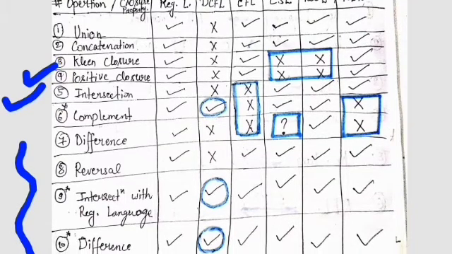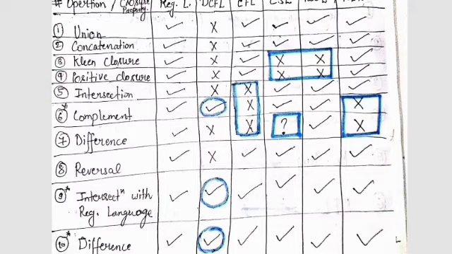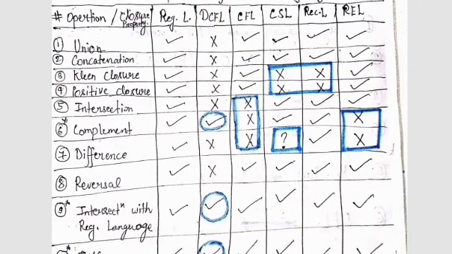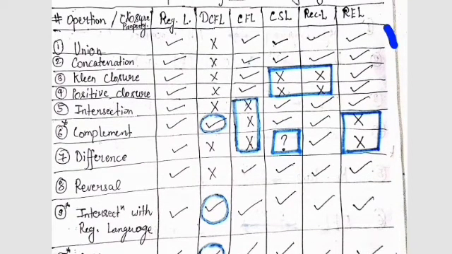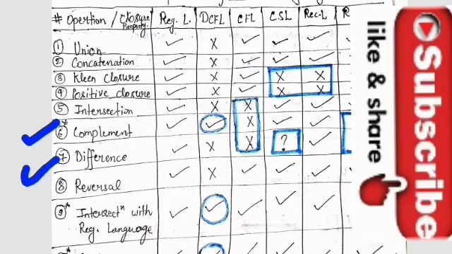And coming to the last language, it is recursive enumerable language. This language is not closed under two properties. One is complement and the second is difference. Otherwise it is closed under all other properties.